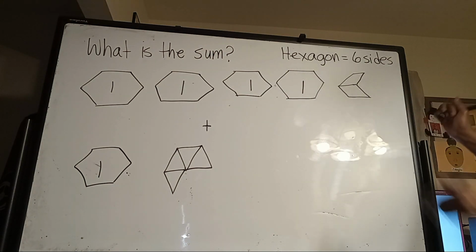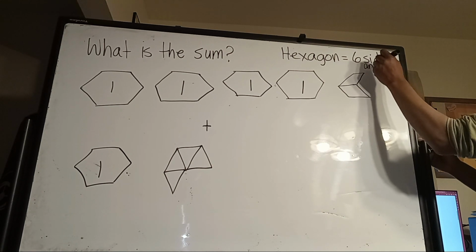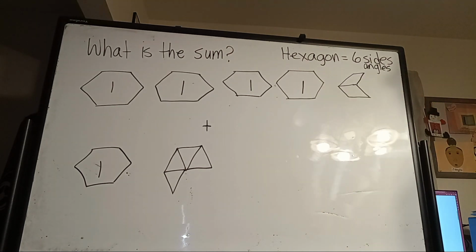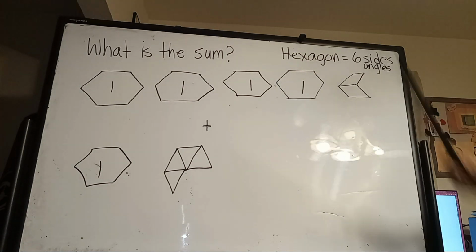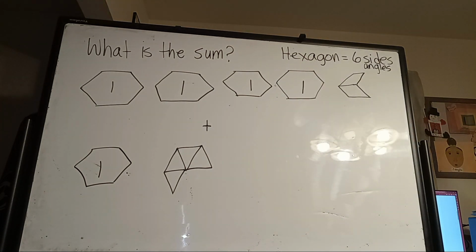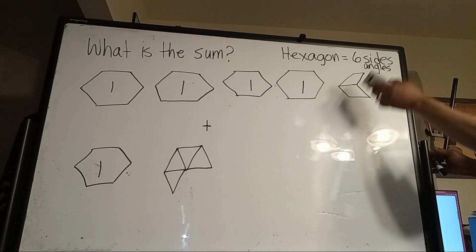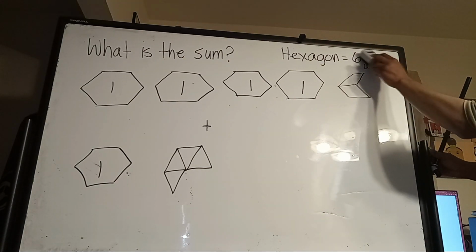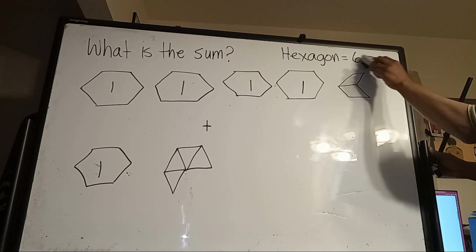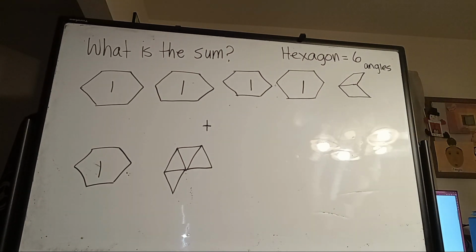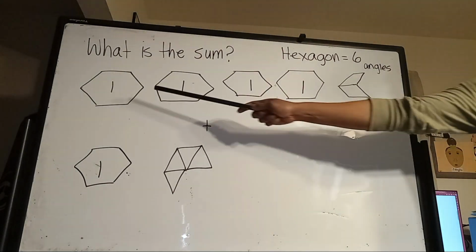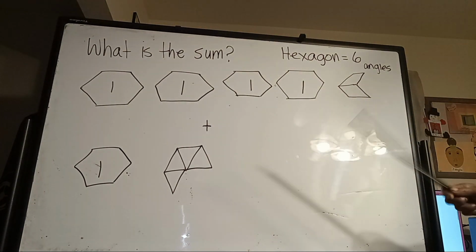So let me write that better, so I don't want anyone to get misinterpreted. So we have 1, 2, 3, 4, 5, and 6. Okay, and that's what we need to know about a hexagon. And with that being said, I'm just going to remove the sides and put angles because that's what they really are. So again, these let you know that we have one whole.